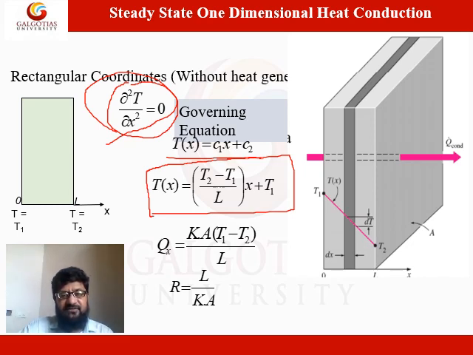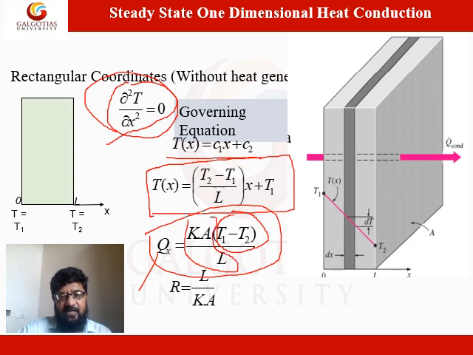Heat transfer can be given by Q is equal to minus KA dT by dx, and from this we can see that if this Q is I and this T1 minus T2 is del V, the potential difference, then the rest of the term is 1 by R. So R here is the thermal resistance, which is L by KA.